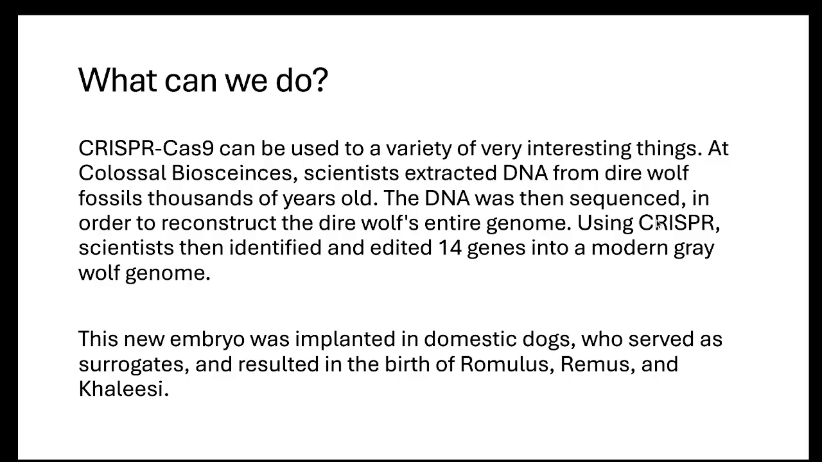So what exactly can we do with CRISPR-Cas9? We can use it for a large number of very interesting things. For example, at Colossal Biosciences, scientists extracted DNA from a direwolf fossil thousands of years old. The DNA was sequenced in order to build out a full genome for the direwolf, and then using CRISPR, scientists identified 14 genes that were key, and they combined those with a modern gray wolf genome to make a mixed embryo.